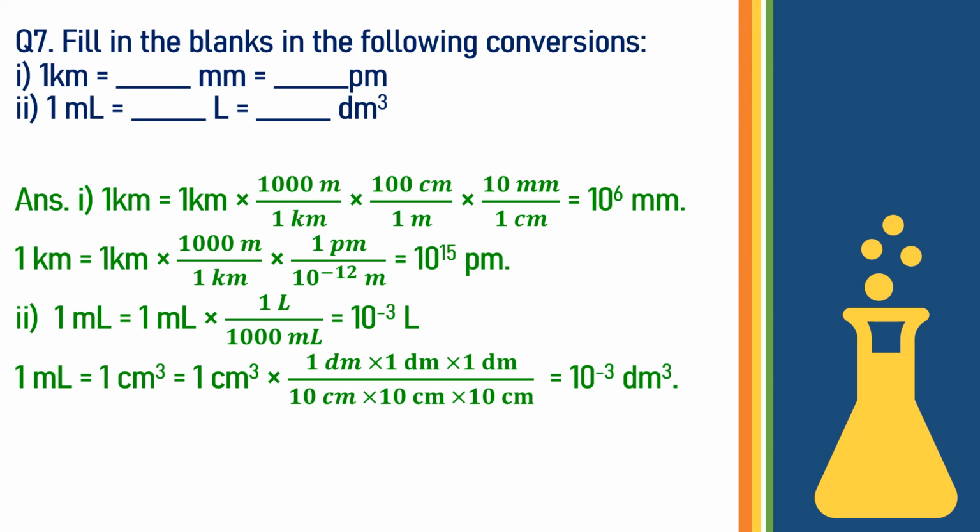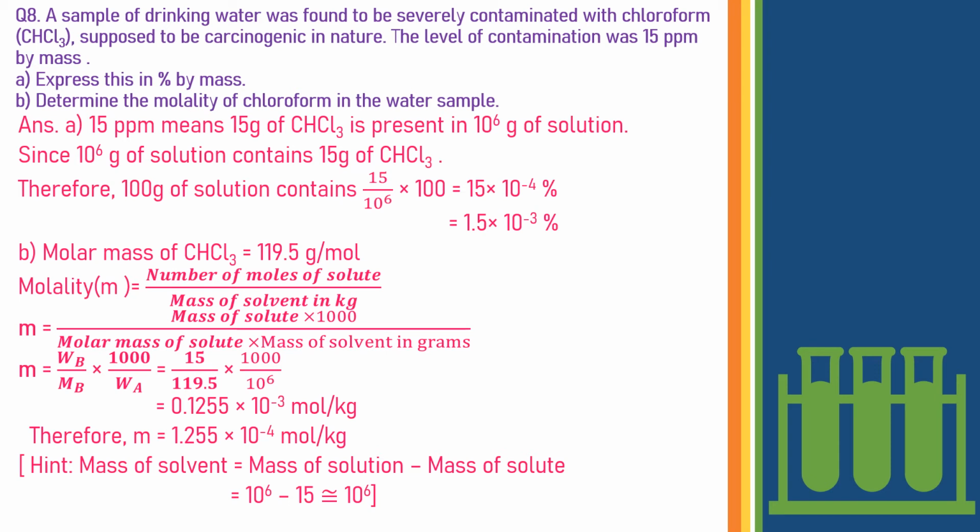So let us proceed further towards our next question. The question is like this, students. A sample of drinking water was found to be severely contaminated with chloroform having formula CHCl3, supposed to be carcinogenic in nature. The level of contamination was 15 ppm by mass. So we have to express this in percent by mass. And the second one is to determine the molality of chloroform in the water sample. So let us try to do it.